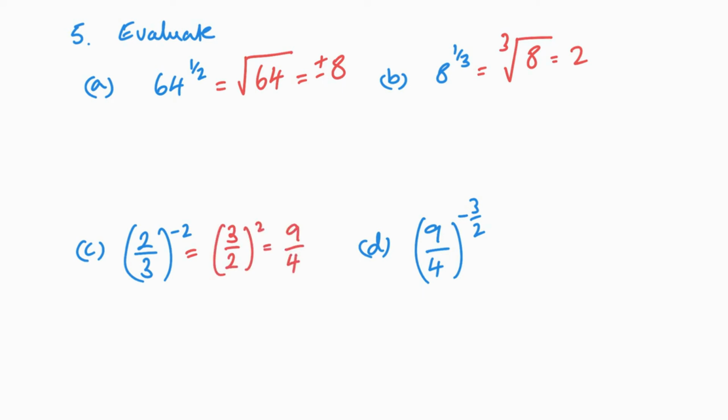Now looking at the last one, very much the same way. We want to change it to a positive power first. So it's going to become 4 over 9 to the 3 over 2. So you're just changing from a negative power to a positive power. Then what I really want to do here is square root first, then cube. Bottom of the fraction is the root, top of the fraction think of as the power. So square root first, so it's going to be 2 over 3 cubed, so it's going to be 8 over 27. I'll give you a few to try yourself.